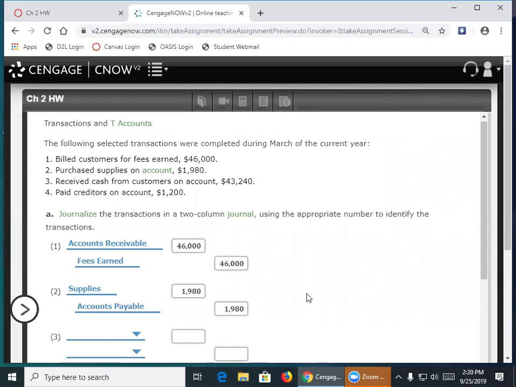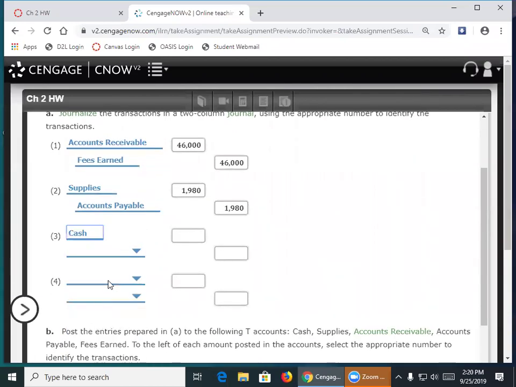But since it says from customers on account, that means they're paying towards what they owe us. So it's not actually a service, right? We already billed them previously and we recognized that revenue. Now they're paying us. So when you see received cash from customers on account, it's always going to be a cash increase. And then accounts receivable is going down because they're paying towards what they owe us. So in that one, cash goes up and accounts receivable goes down.